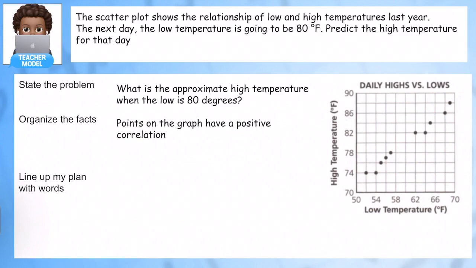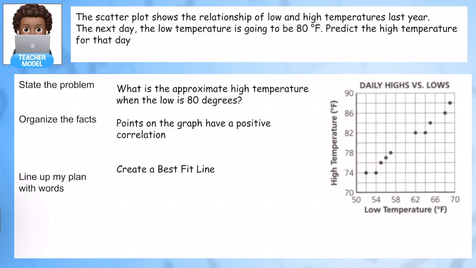We have tons of facts that are just on this table, so rather than listing all of them, all I'm going to list is points in the graph, and they have a positive correlation. So here is our plan. We're going to create a best fit line using this data as best we can.